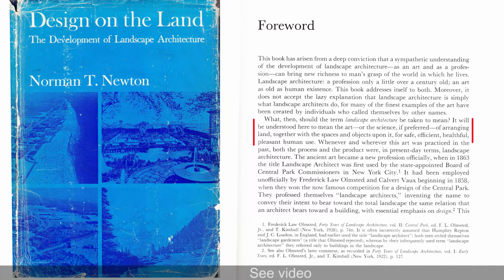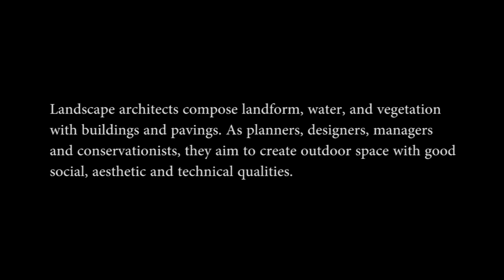These are good answers to the what and why questions, but I'm not happy with the word arranging, and I think more needs to be said about how landscape architects operate. So here's my definition. Landscape architects compose landform, water and vegetation with buildings and pavings. As planners, designers, managers and conservationists, they aim to create outdoor space with good social, aesthetic and technical qualities.